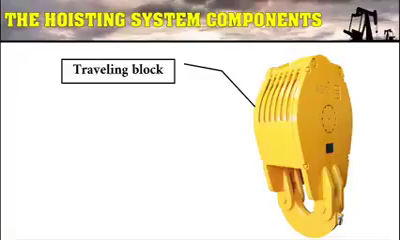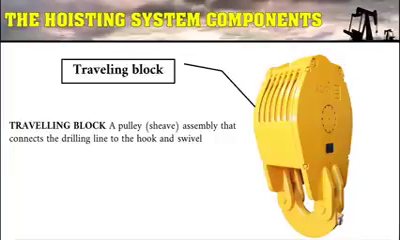The traveling block. The traveling block is a pulley assembly that connects the drilling line to the hook and swivel. The block and tackle is rigged with the crown block by multiples of drilling lines strung between the crown block and the traveling block.